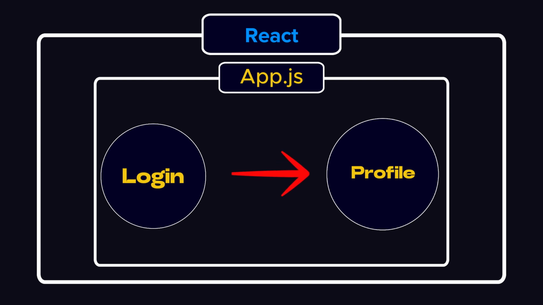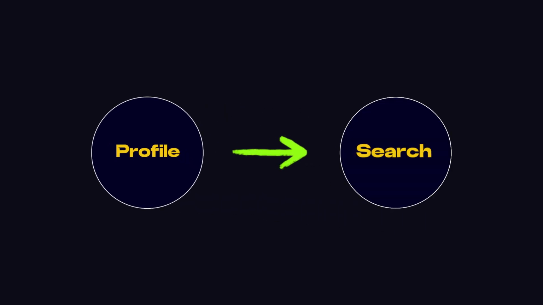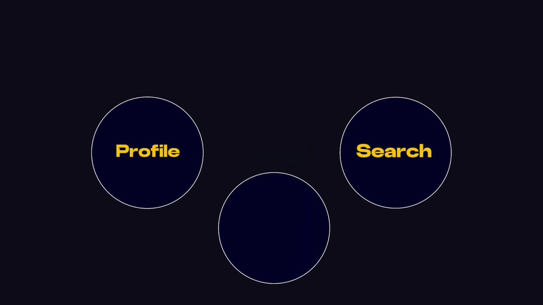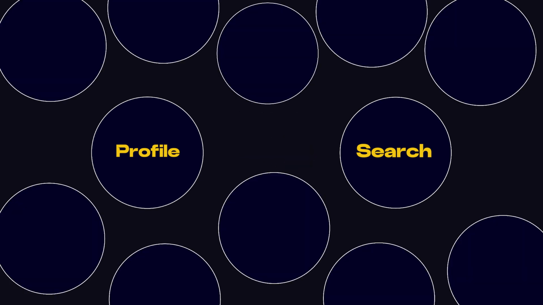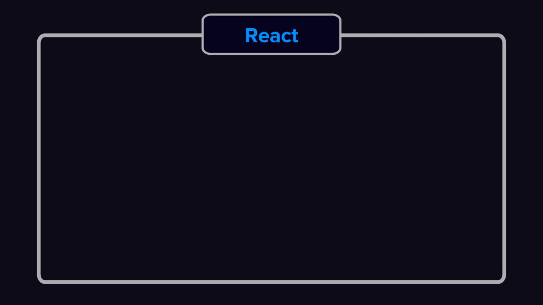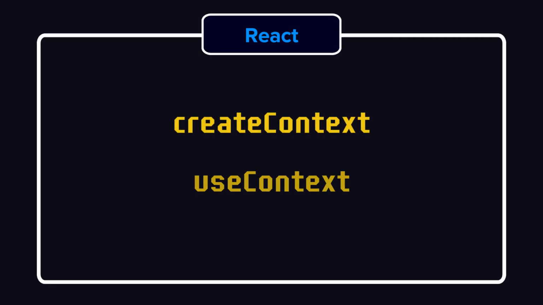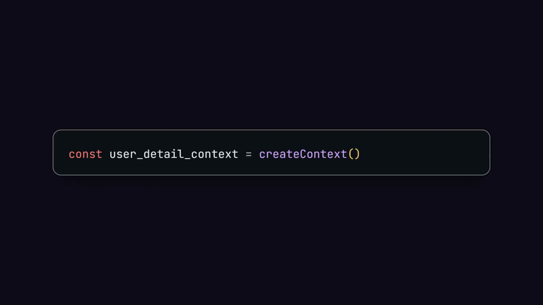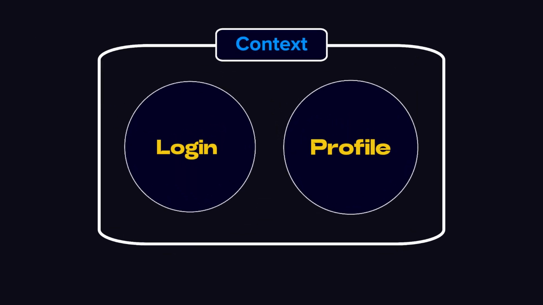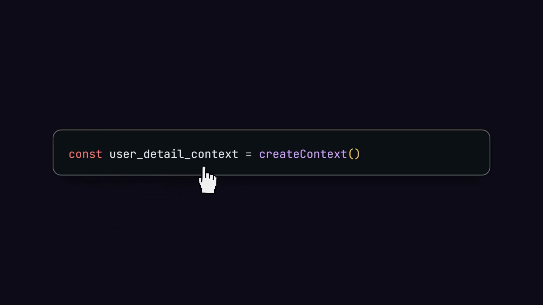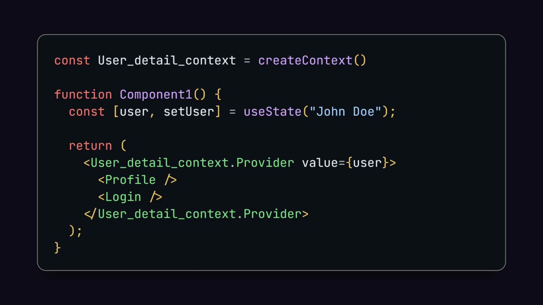One solution is to pass this information using props. However, when the user navigates to the search page, we would need to pass the same prop again, which becomes cumbersome, especially with a large number of components. To solve this, React provides createContext and useContext hooks. You create a context using createContext outside of the components, naming it something like user detail context. Then wrap all components with this context.